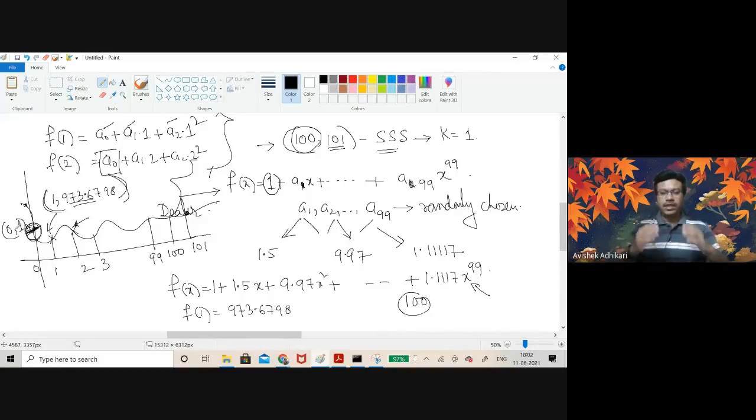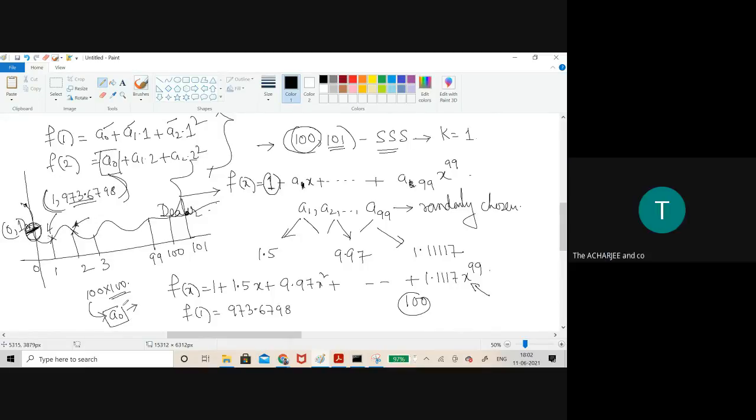Or if you think of it not geometrically but analytically, then you just need to solve a 100 by 100 matrix, and from that matrix you find the value of A0, and that will be your secret. But calculating that inverse must be difficult.